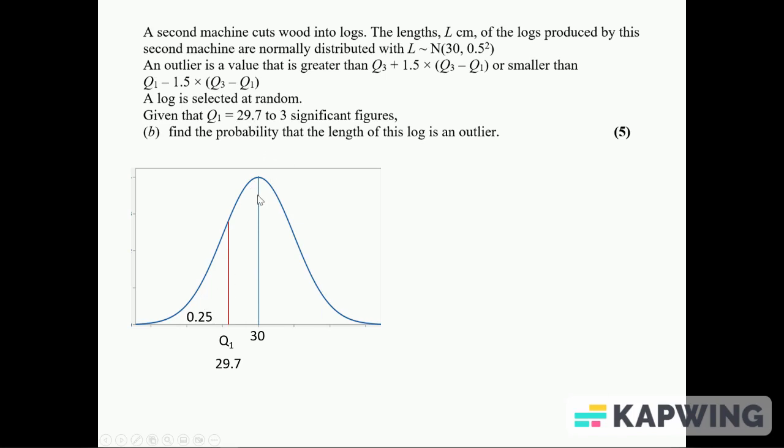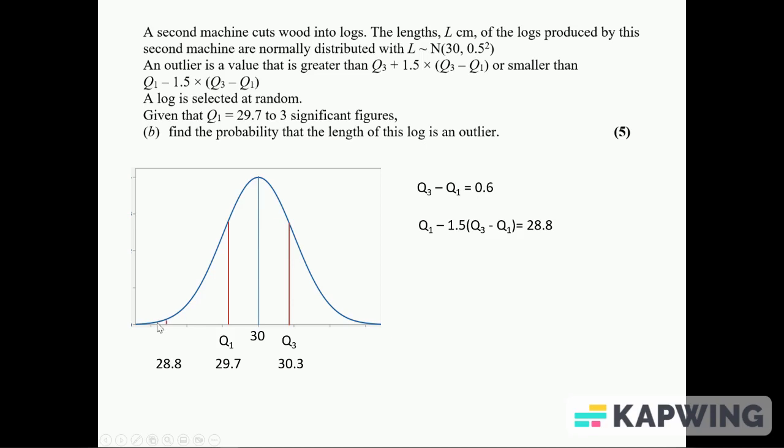You could work it out, of course, doing the area is 0.25. With the inverse normal, it tells us it's 29.7, which means Q3, because of the symmetry of it, is going to be 30.3. So the difference between them is 0.6. So that's the interquartile range. If I work out Q1 minus 1.5 interquartile ranges, I get 28.8. Right, that's down here, 28.8.